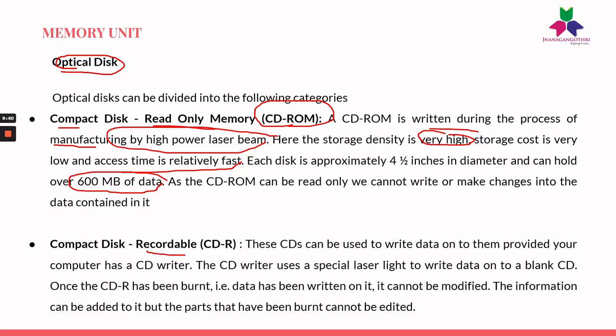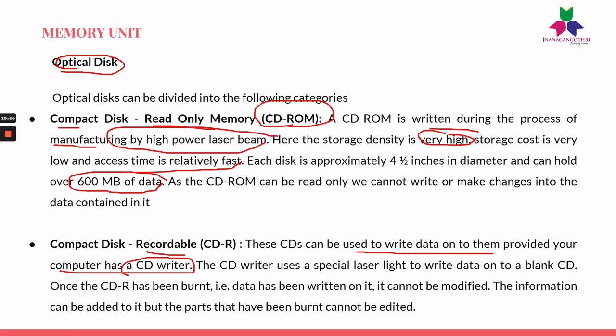What this means is, in CD-ROM we could only read from it, we cannot write or make changes to the data contained in it. But in case of CDR, which is the compact disk recordable, we can write data on it, provided your computer has a CD writer. So if your computer has a CD writer, we can write new data onto the CD.